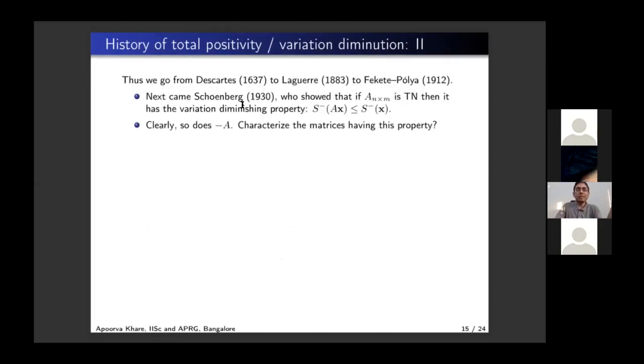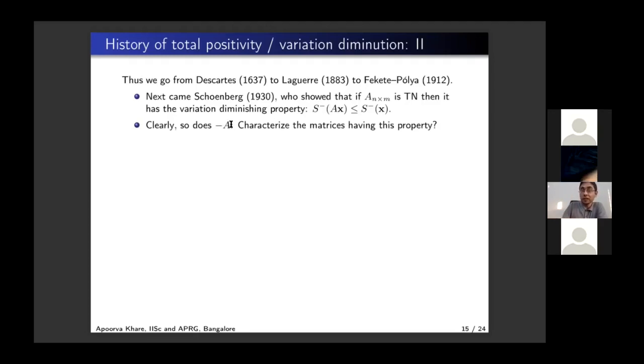Okay, so as I said, we went from Descartes in some sense to Laguerre for sure, to Fekete, Pólya. Next came Schoenberg, who said that if A is totally non-negative, then it has the variation diminishing property. So from here, I'm going to give you two directions to proceed. One is clearly: suppose A is a totally non-negative matrix, then this property holds by Schoenberg's theorem. Therefore the sign changes in minus A times x exactly equal the sign changes in A times x. The number doesn't change.